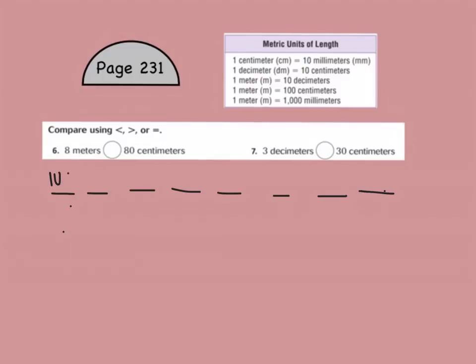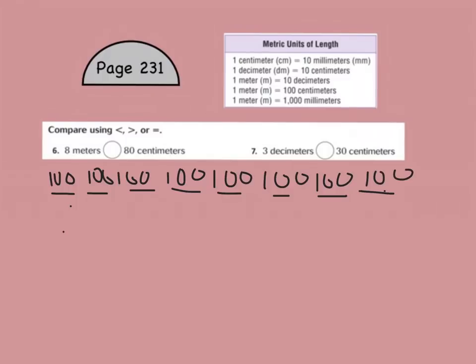So 100, 100, 100, 100, 100, 100, 100, and 100. And I take a look and I count 1, 2, 3, 4, 5, 6, 7, 8. So that's 8 times 100, which equals 800. And now we can compare 800 centimeters to 80 centimeters. And I know that 800 is greater than my 80.